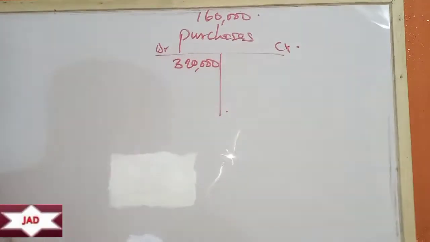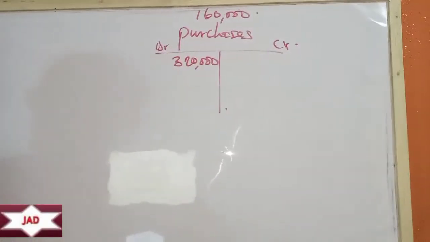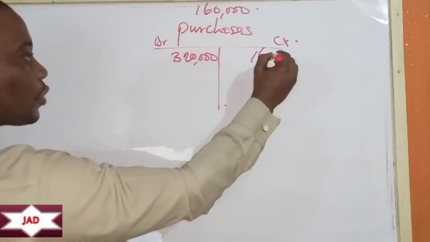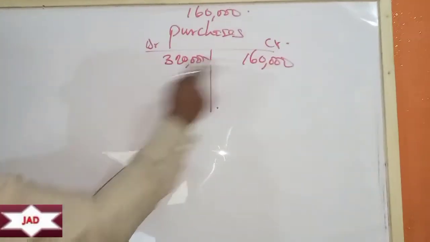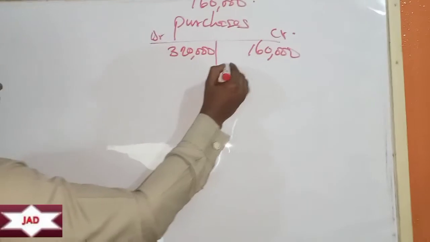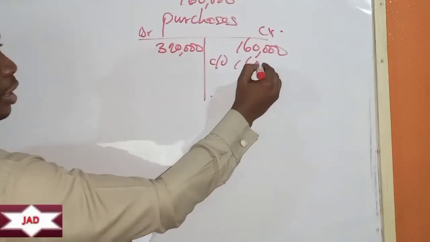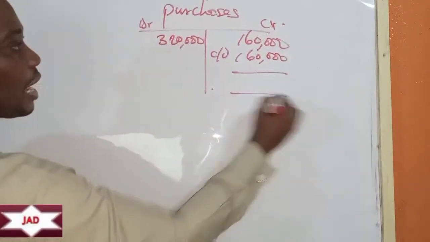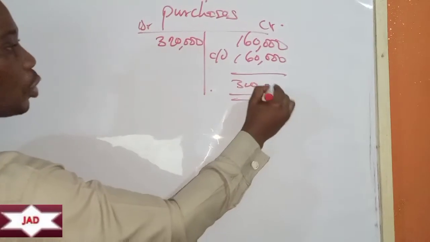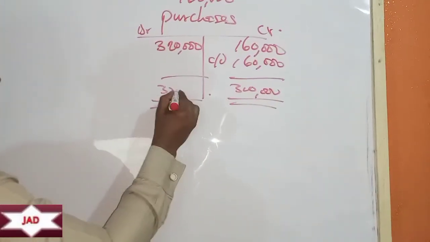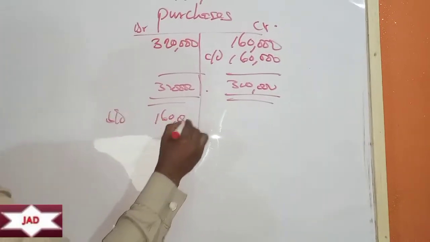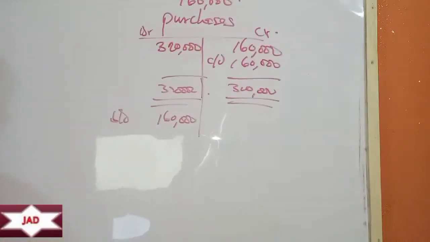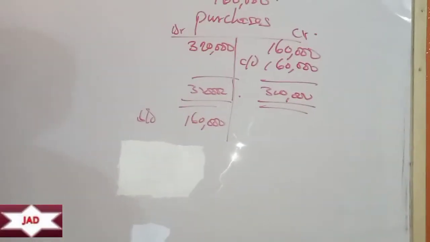So how do we correct this? We credit. If you credit this, then by the time you balance up, you will be having your 160 correctly sitting in the debit side. So this is just a way to test how to correct the error.